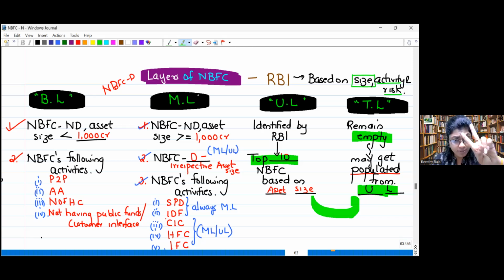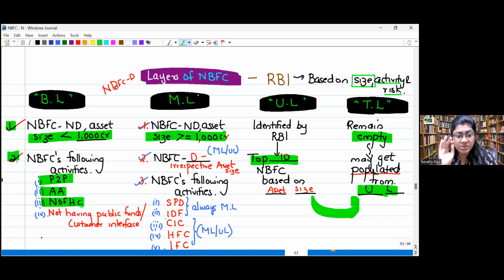Base layer, how many classifications? Broadly, base has 2. ND less than 1000. Now, what if it is more than 1000? ML. Now, these small NBFCs will always be in the base layer. P2P, AA, NOFHC, and those not having public funds or customer interface.